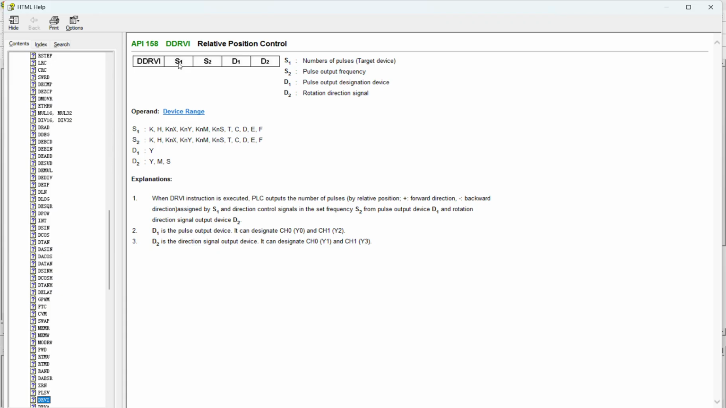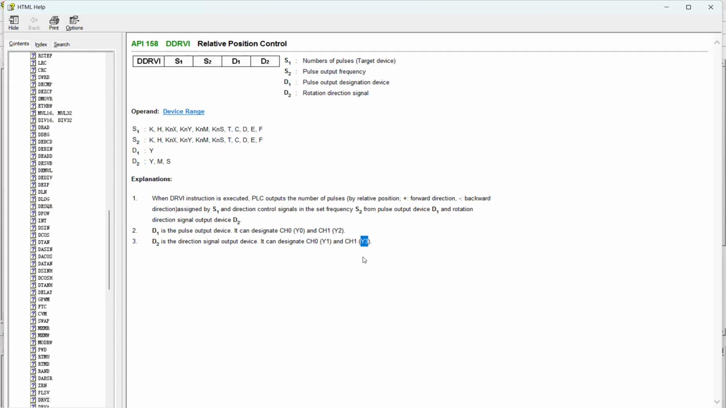What we have in the function are S1, S2, D1 and D2. S1 is the number of pulses or target device. S2 is the pulse output frequency. This is the output, and this one is the direction of rotation. This detail needs to be kept: if we use Y0, then Y1 becomes the direction. If we use Y2, our direction should be Y3.